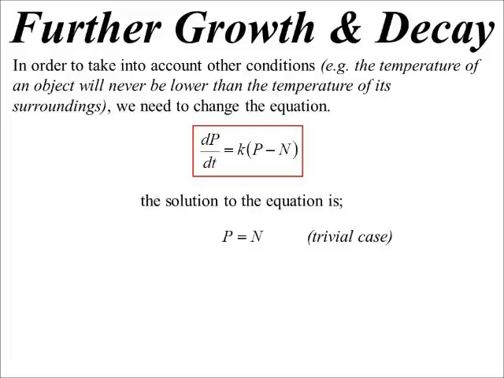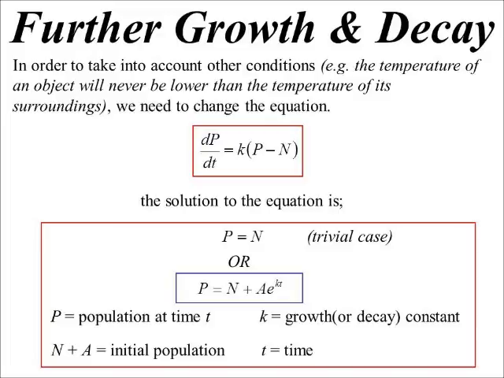I mean, if P is equal to N, have a look at the actual differential equation, you get dP/dT equals K times 0, which is just 0. So it's saying it's just never changing. So that's very boring. That's what we call the trivial case. We don't consider that one. We're more interested in this case, where we get N plus A e to the KT. So as I was saying, it's like getting that basic exponential and shifting the curve up or down. So basically changing where that horizontal asymptote would be.